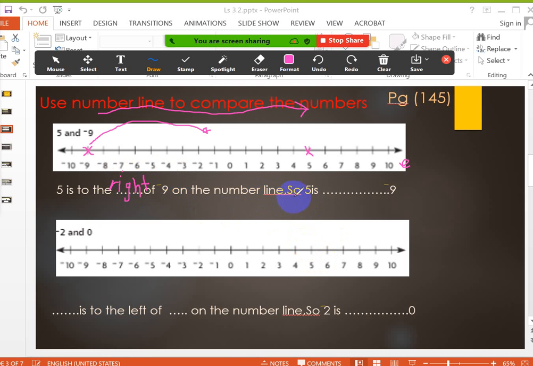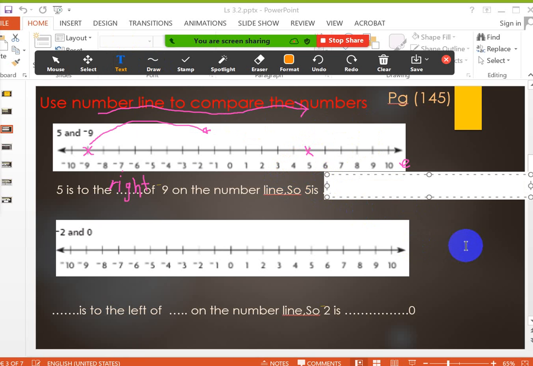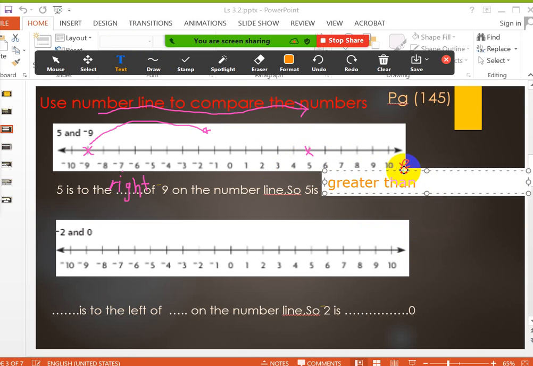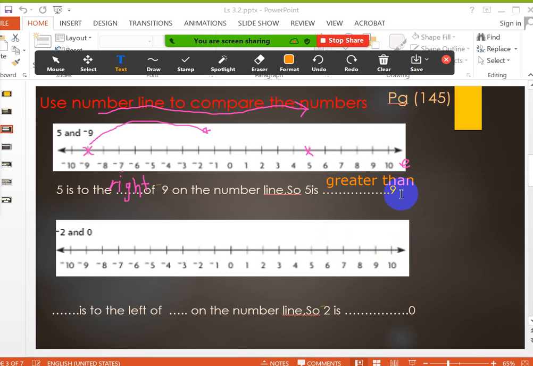On the number line. So 5 is less than or greater than -9? Who will tell me on the chat? Okay, Lena, you can answer me. 5 is greater than or less than? Very good, Rina. Your answer is correct. 5 is of course greater than -9. Okay.